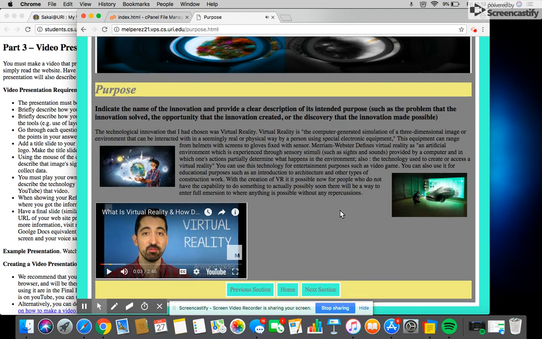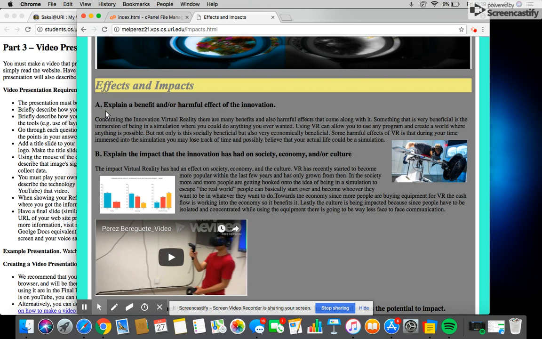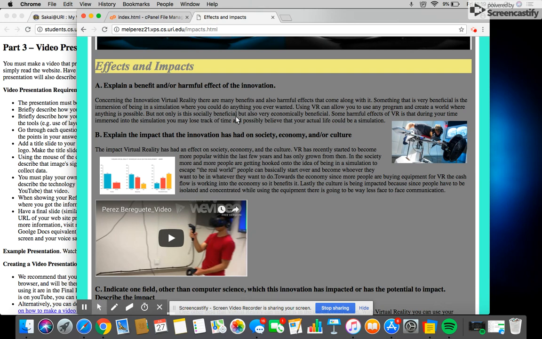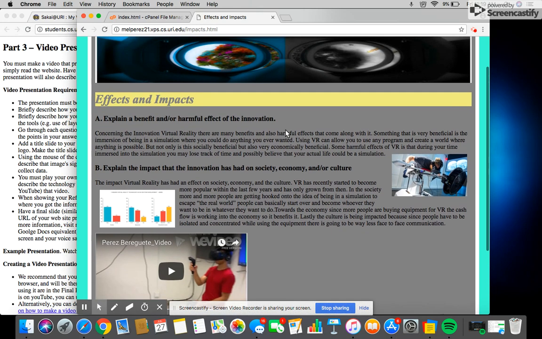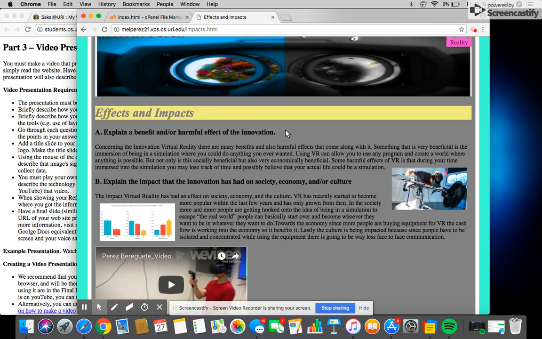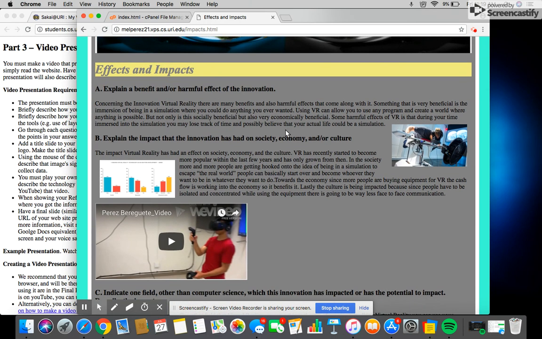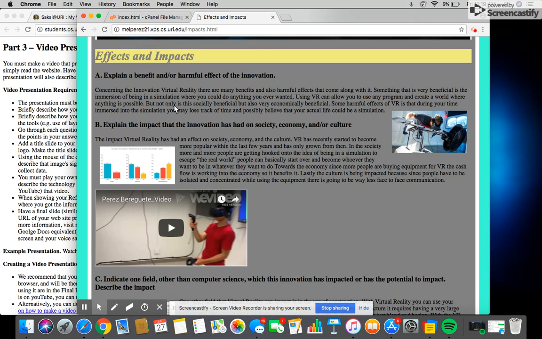And on the next page, we have effects and impacts. And the question here: explain a benefit and/or harmful effect of the innovation. Basically it is beneficial because you could do anything with virtual reality. You could literally be in a world that you want to be in. Also, it's very beneficial because economically it's on the rise and more cash flow is going to be going around. It's harmful because while you're inside of the simulation, you might lose track of time and you don't know how long you're going to be in there.